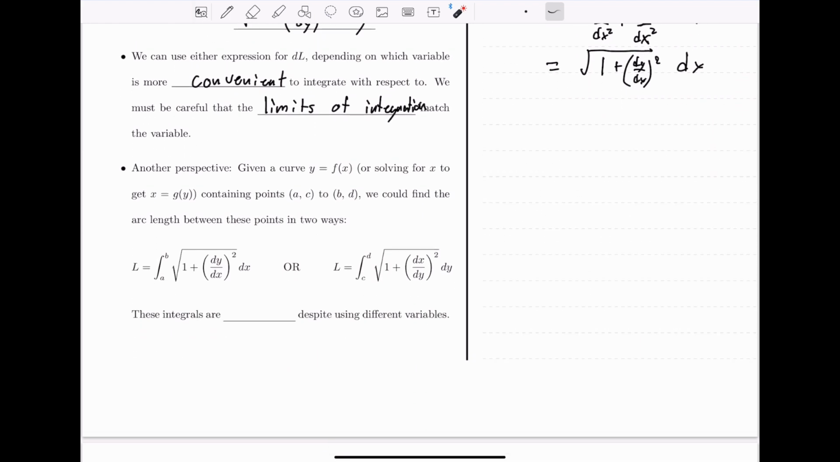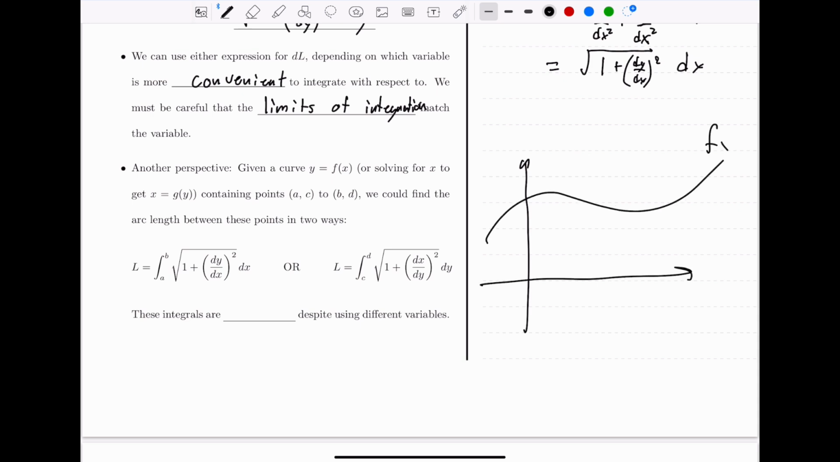Here's another way that we can think about this. If we imagine some curve y equals f of x, or if we imagine solving for x to get x as a function of y, and if this curve has a couple points, then we can find arc length between these 2 points 2 different ways. Let's draw a picture here so we understand what this is describing. We have some function f of x, and we're picking 2 points. This is the point a comma c. This is the point b comma d. We could find the length of this curve along the arc in 2 different ways.